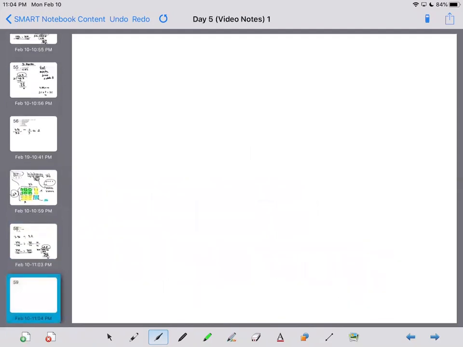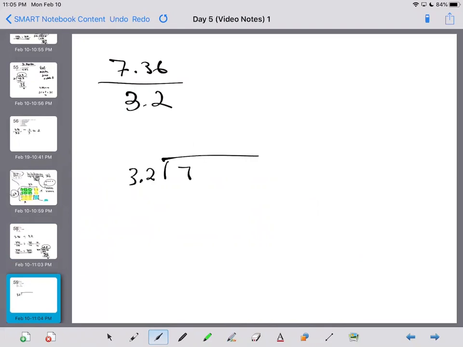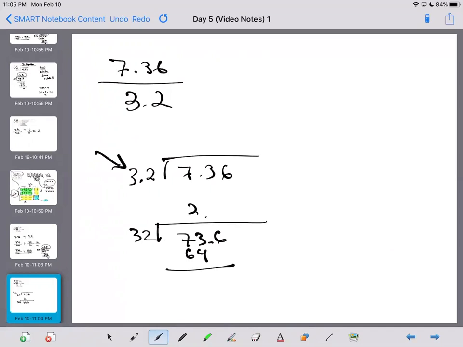And then your standard algorithm, remember your goal is you want this 3 2/10 to be a whole number. So I'm going to multiply it by 10, which would make it 32, but I also have to multiply the dividend by 10, which would be 73 6/10. So we know that that's going to divide twice to make 64, and that'll be 9 6/10, with the remainder of 0.